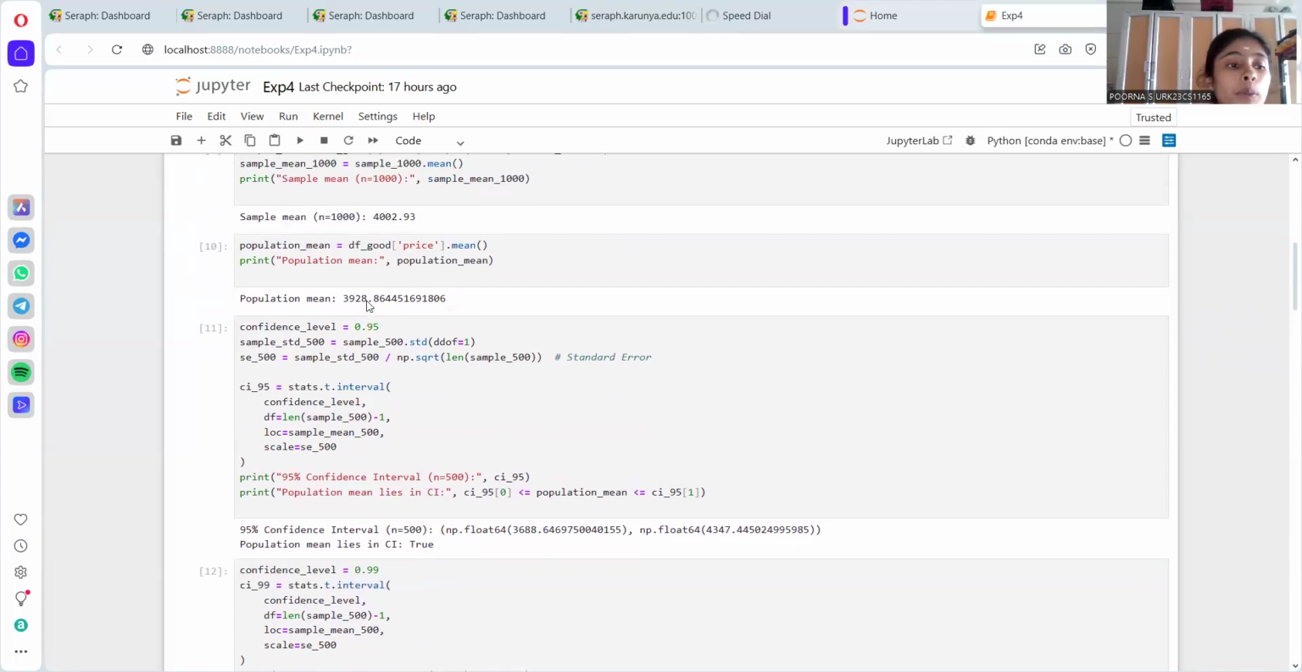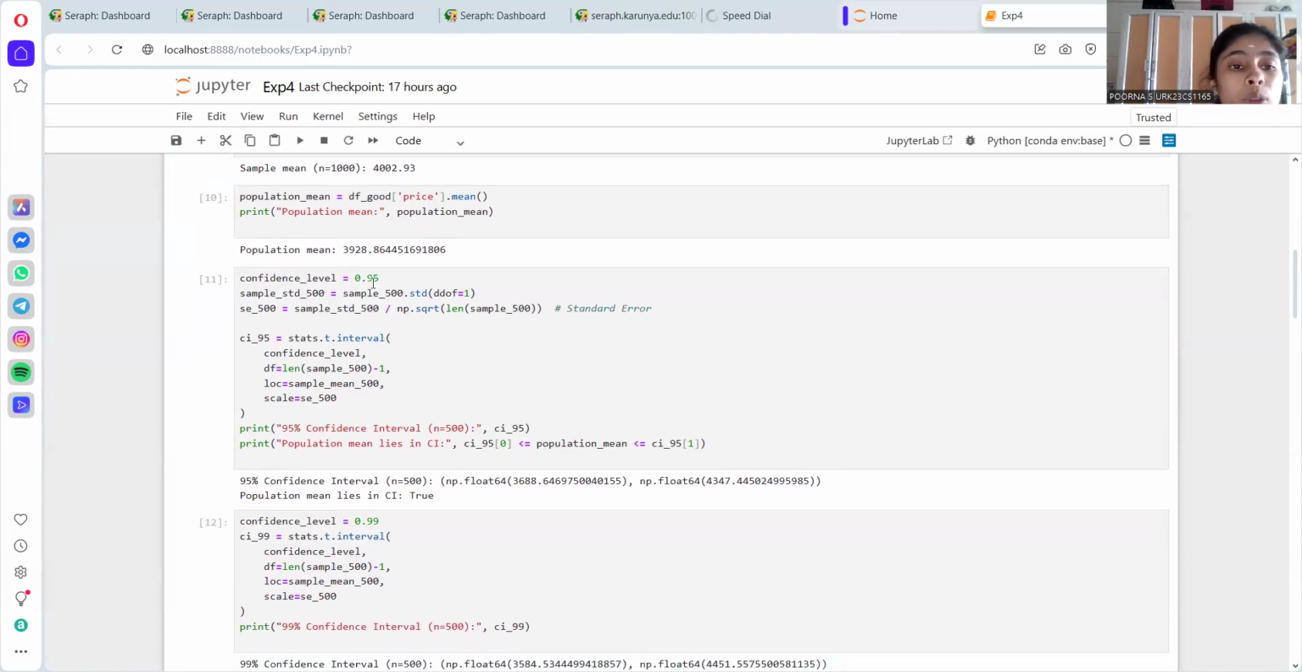Next we are going to find the population mean for the price column. So we will take all prices where the cut is Good. Then we will use the entire filtered dataset. So we will apply price.mean to find the population mean. The output is the population mean, and it will display.